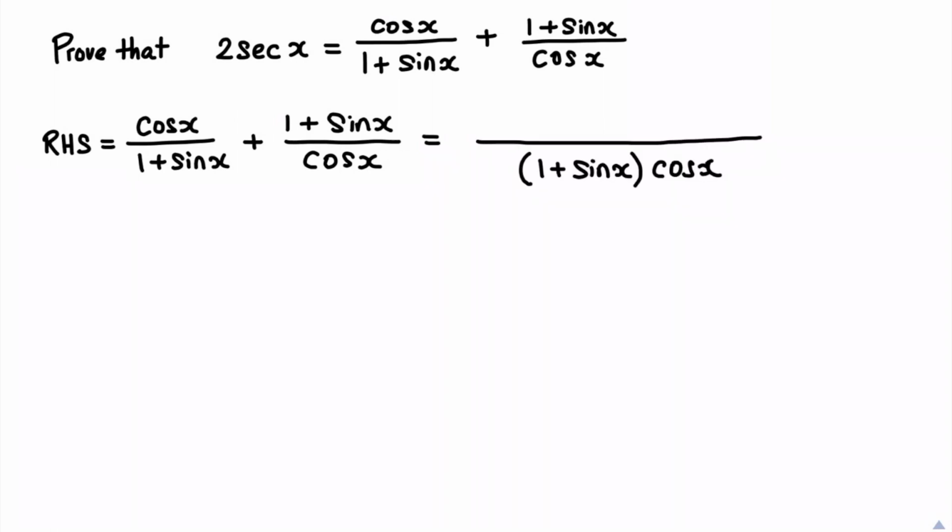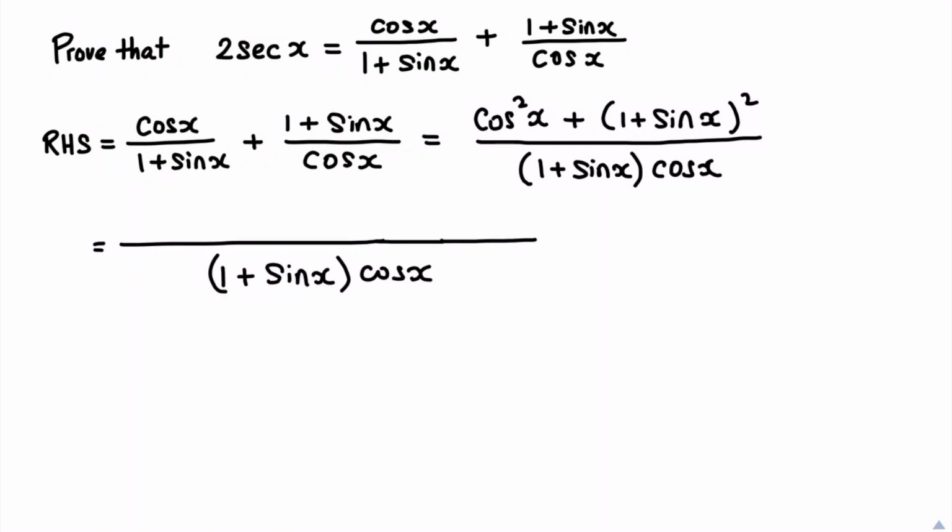When we take the common denominator, we have to adjust the numerator as well. And so this is what the numerator looks like. Then we want to simplify this as much as we can. And we're going to keep the denominator as it is. To simplify the numerator, the next thing to do is to try and expand 1 plus sine bracket square.